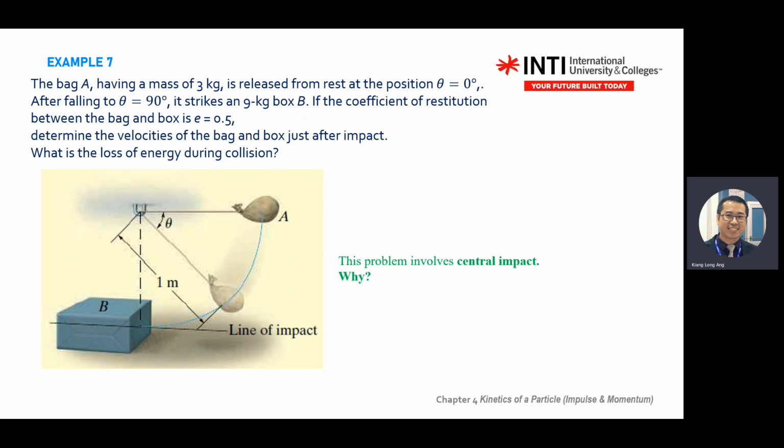So again, identify two types of impact, either central or oblique. This problem involves central impact. Why? Why is it not oblique?